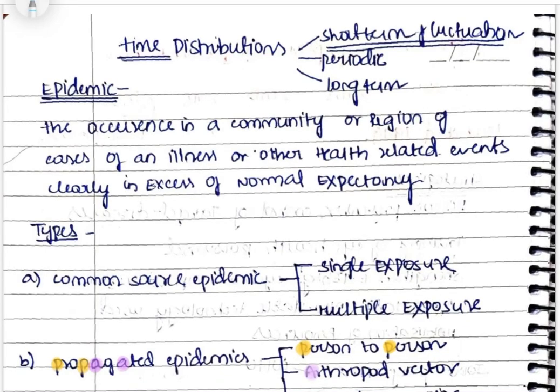Here we'll talk about epidemic. It comes under the time distribution. Under the time distribution, you have three things: one is the short-term fluctuations, periodic fluctuations, and the long-term fluctuations. So under the short-term fluctuations, you'll get this epidemic, right?